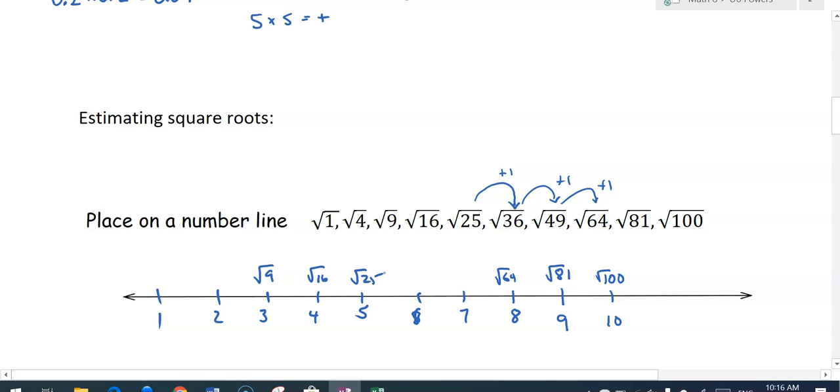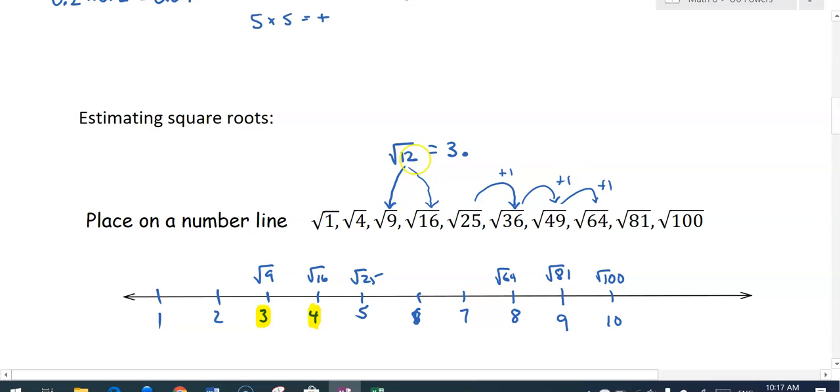So if I asked us to estimate, for example, something like root 12, well, I know it's bigger than root 9, and root 9 is 3, right? It's bigger than 3, and it's also smaller than root 16. Root 16 is 4. So I know that root 12 is going to equal 3 point something. And this is where it gets a little tricky. How do I know if it's 3.1, 3.9?